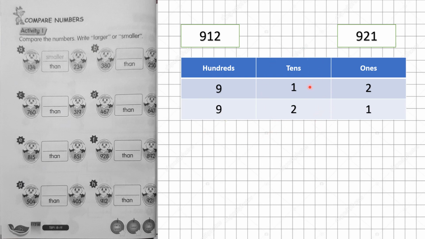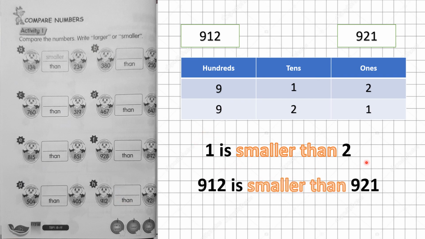Okay, now look at first number 1 and the second number is 2. So 1 is smaller or larger than 2? Okay, cuba fikir kejap. 1 smaller or larger? Of course, 1 is smaller than 2. Alright, good. Dan dah dapat jawapan belum? Kita dah boleh isi kan? Sebab kita dah tahu 1 is smaller than 2. So the answer should be 912 is smaller than 921.